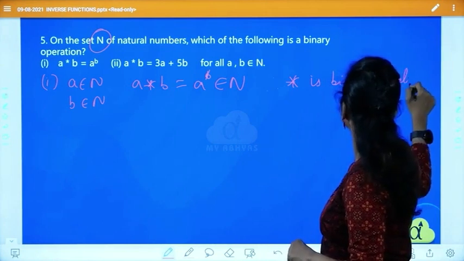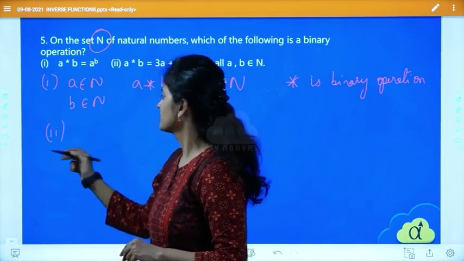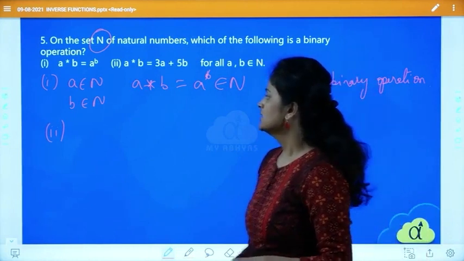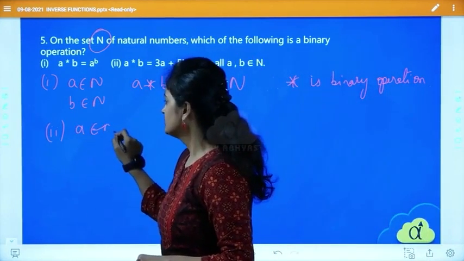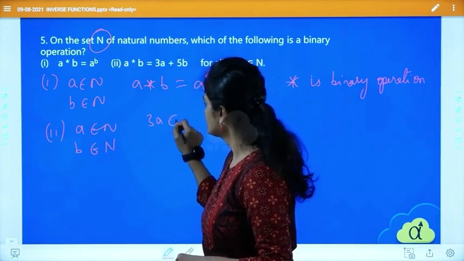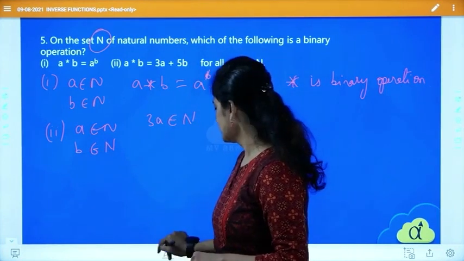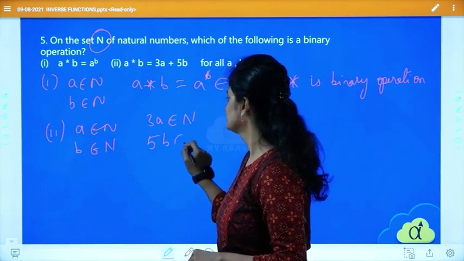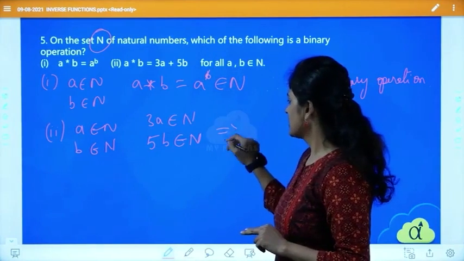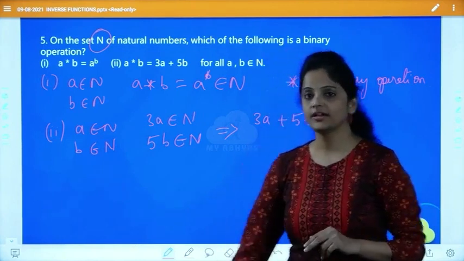Clear? Second one. A star B is equal to 3A plus 5B. A is one natural number. B is one natural number. 3A is again a natural number, and 5B is again one natural number. Two natural numbers you are adding. So that implies 3A plus 5B is again one more natural number.